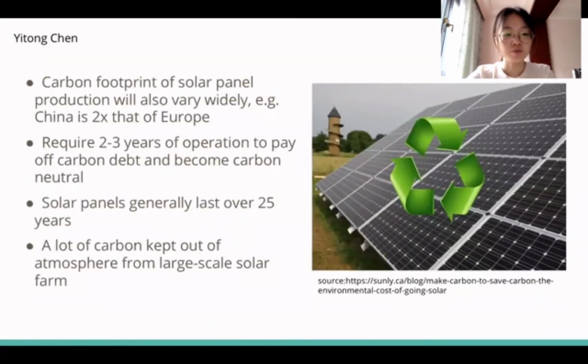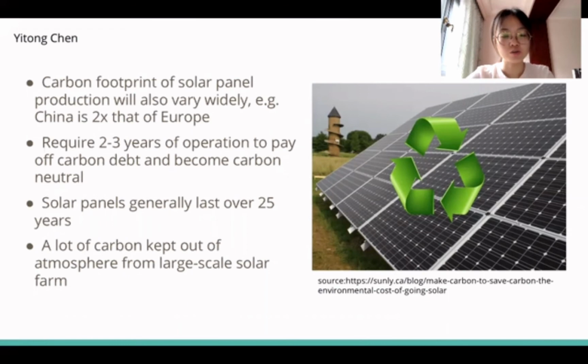The carbon footprint of solar panel production will also vary widely depending on where they are produced and when, compared to that location's main energy source. For example, the carbon footprint of a solar panel produced in China, where coal is often used, could be almost twice that of a panel produced in Europe.